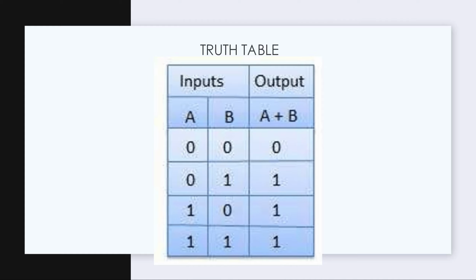Here the inputs are A and B. The output is A plus B. So in the first one, 0 plus 0 is 0, and second one, 0 plus 1 is equal to 1, 1 plus 0 is equal to 1, and 1 plus 1 is equal to 1. That's it. The next gate is NOT gate.